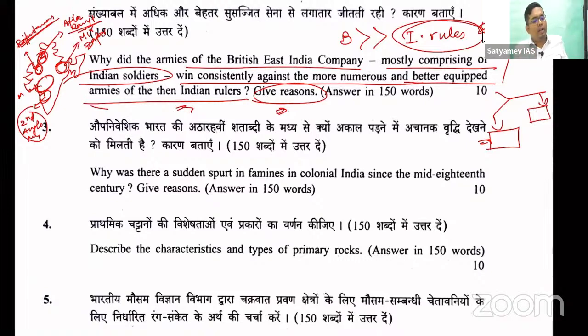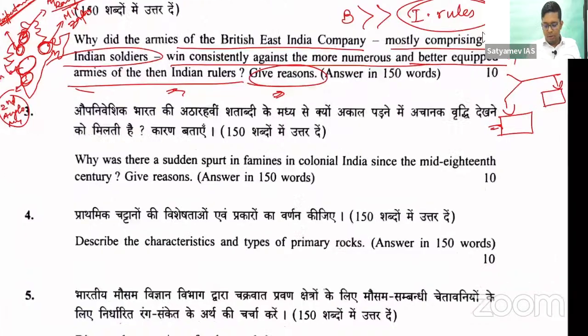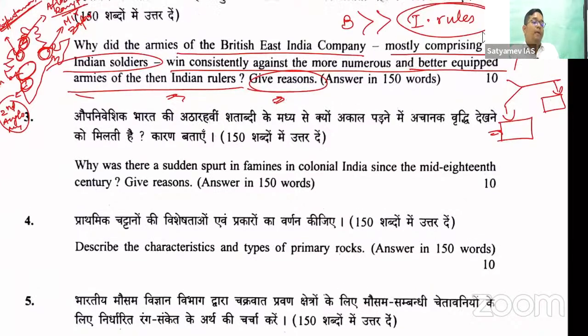So in conclusion, what can you write? In conclusion, you can write that the Britishers winning over different territories helped in the consolidation of the British Indian Empire. All right. And it subsequently became the basis for British rule.